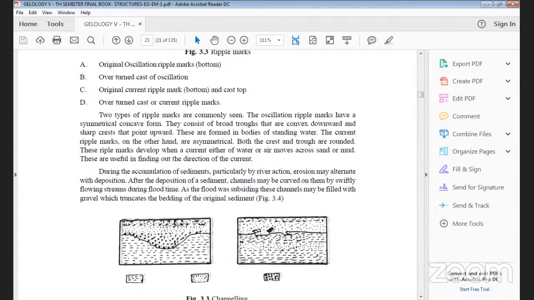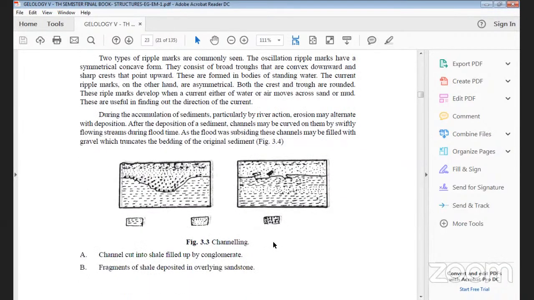One is the oscillation ripple marks, and it has a symmetrical concave form, and it consists of broad troughs with convex downwards and sharp crests that point upward. These are formed in bodies of standing water. The current ripple marks, on the other hand, are asymmetrical, and we see rounded forms.